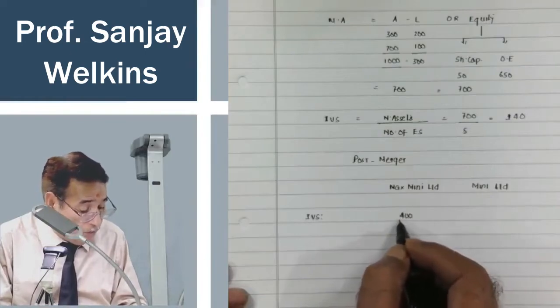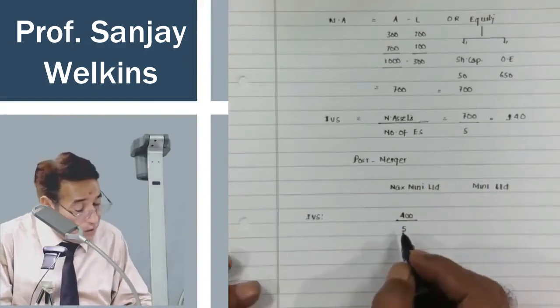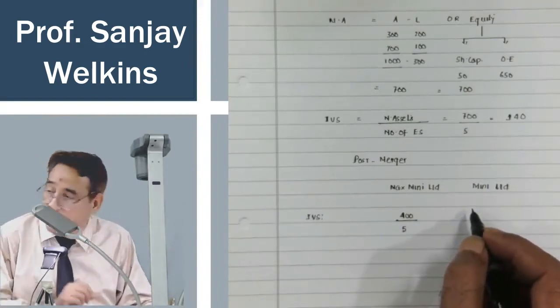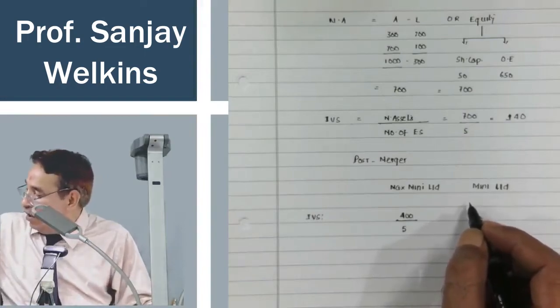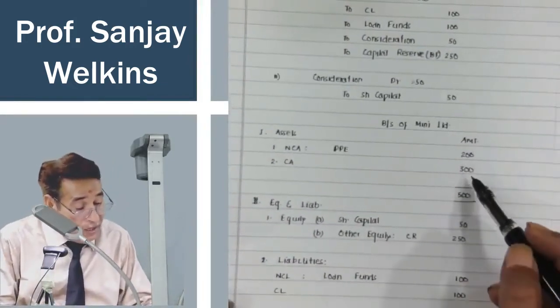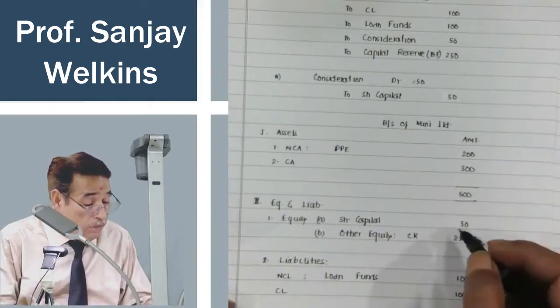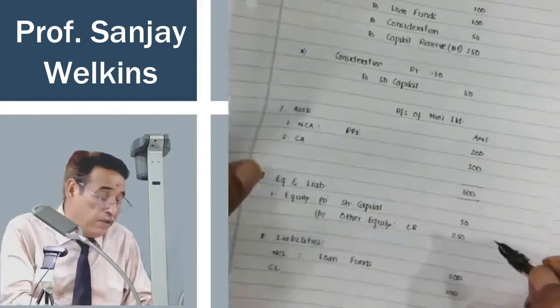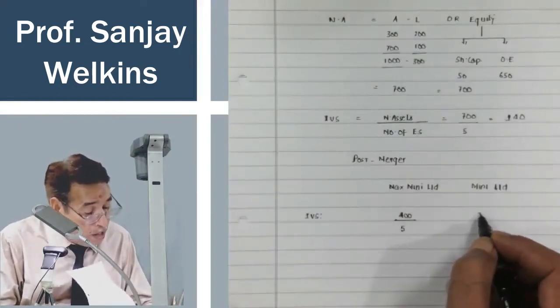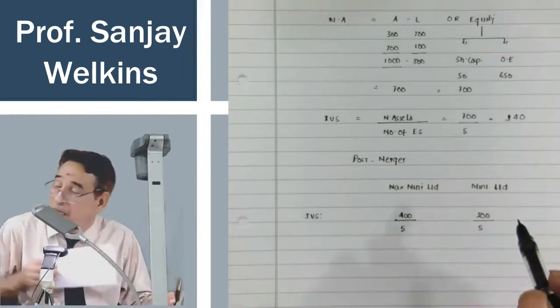But number of shares will remain 5 crore, no doubt about that. Number of shares will remain 5 crore, isn't it? As far as Mini Limited is concerned, we just prepared the balance sheet of Mini Limited, I will show it to you. This is the balance sheet of Mini Limited. Here assets are 500, liabilities are actually 200, or we can simply add 50 plus 250, 300. So net assets will be equal to 300. However, number of shares again is 5 crore, because even Mini Limited has issued 50 crore worth of share capital, correct?